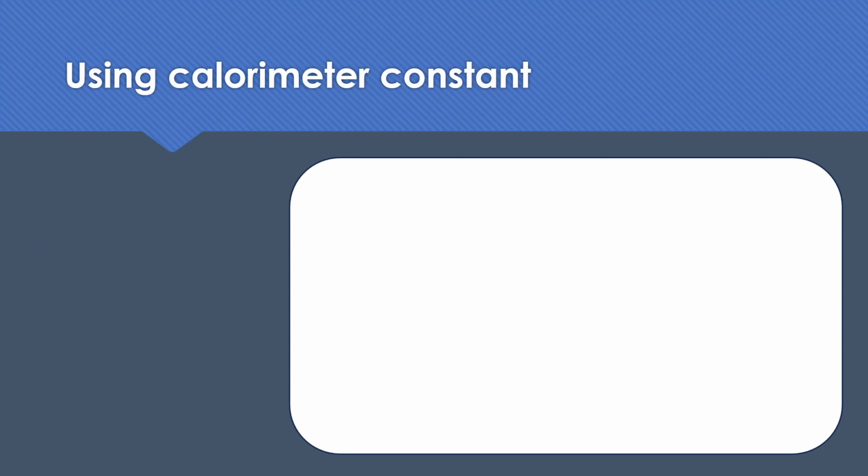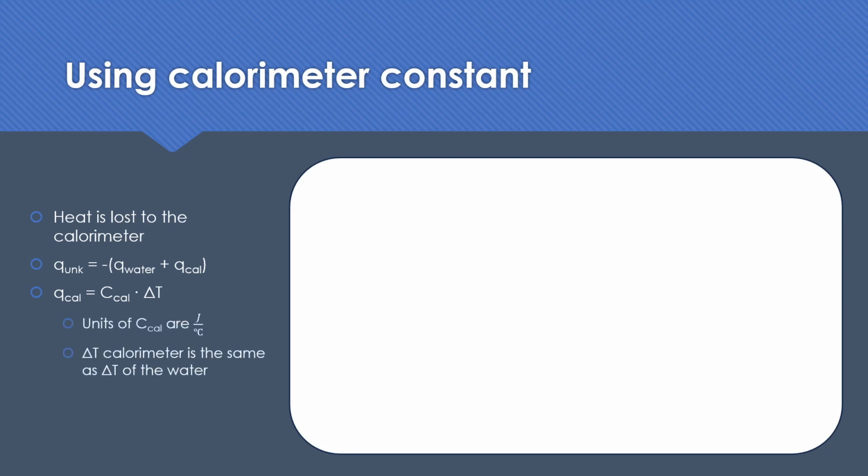That's for a perfect calorimeter, but most of the time you're losing heat to the calorimeter because it's made of physical material and it's going to absorb heat. In this case, your Q of your unknown is negative Q of the water plus Q of the calorimeter. So you're accounting for the heat that's lost to the calorimeter. The Q of the calorimeter is just the calorimeter constant times delta T. Calorimeter constants will be in joules per degree Celsius, and the delta T of the calorimeter is going to be the same as the delta T of water.